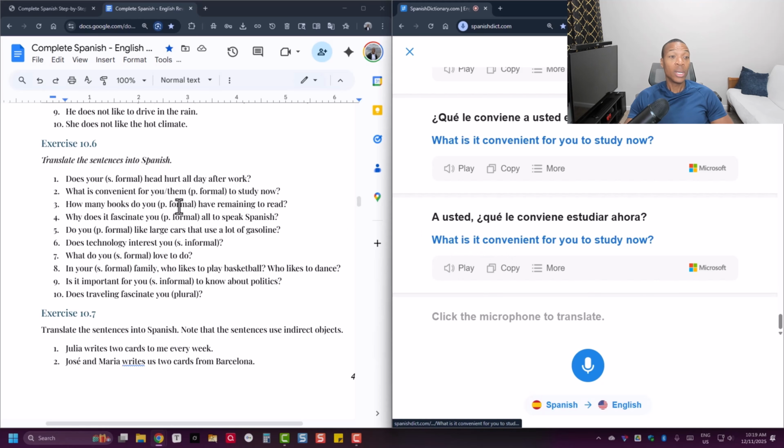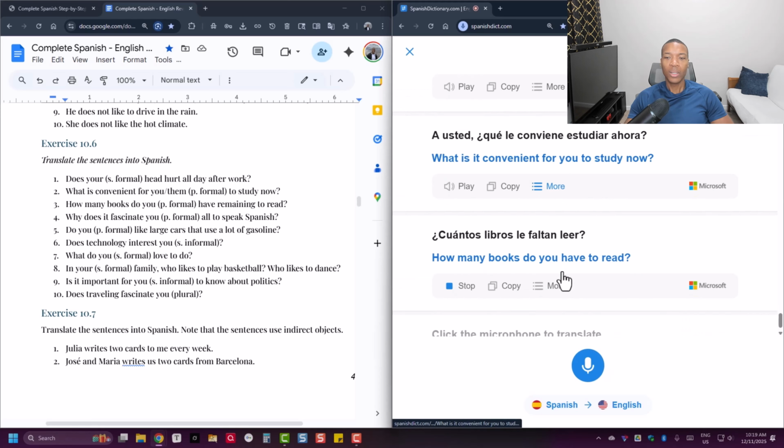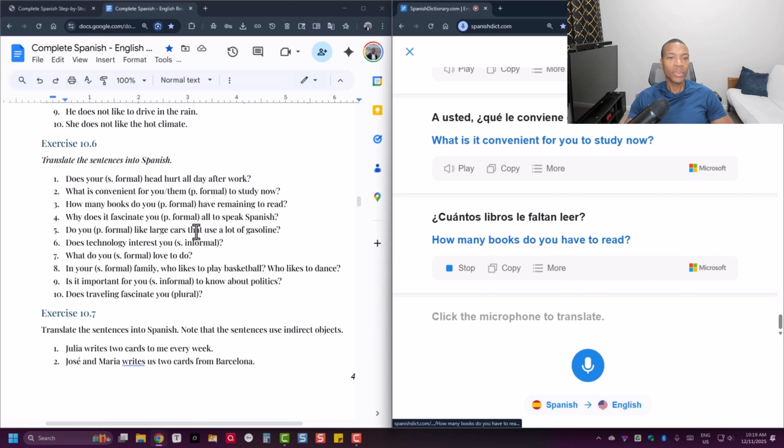Number 3: How many books do you have remaining to read? ¿Cuántos libros le faltan leer, or le quedan? How many books do you have left to read?